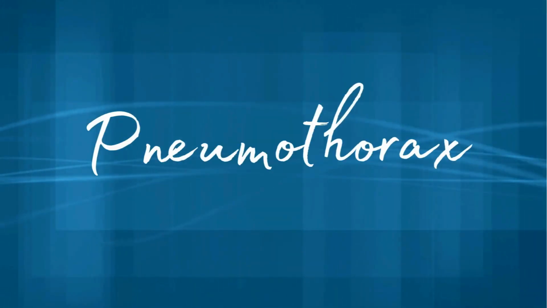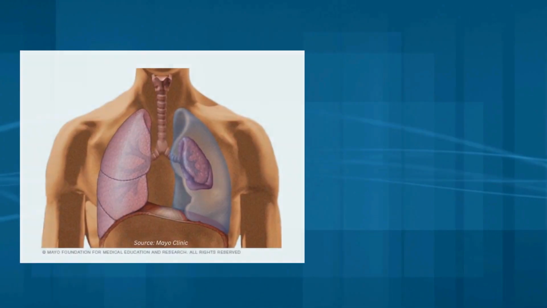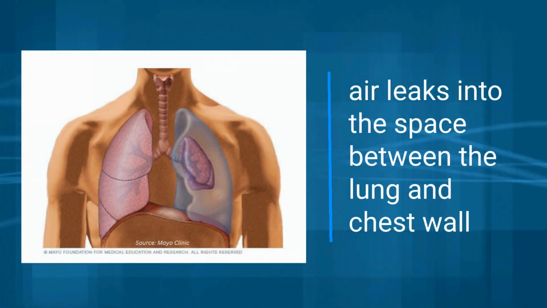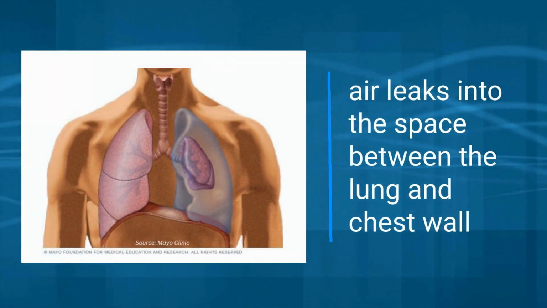Pneumothorax, or collapsed lung, occurs when air leaks into the space between the lung and chest wall, causing the lung to collapse either partially or completely. This can cause sudden chest pain and shortness of breath. The severity of symptoms may depend on how much of the lung is collapsed.